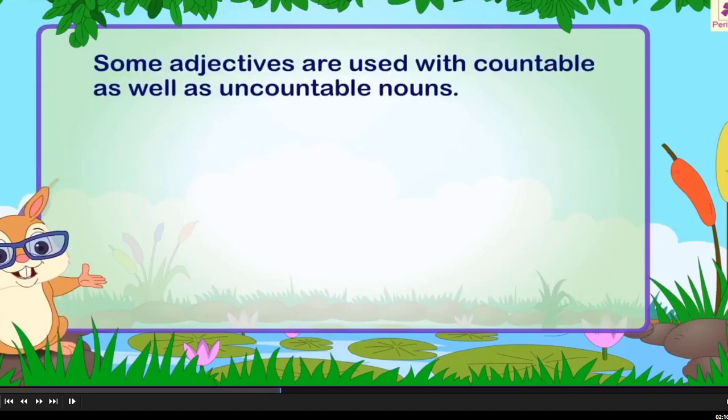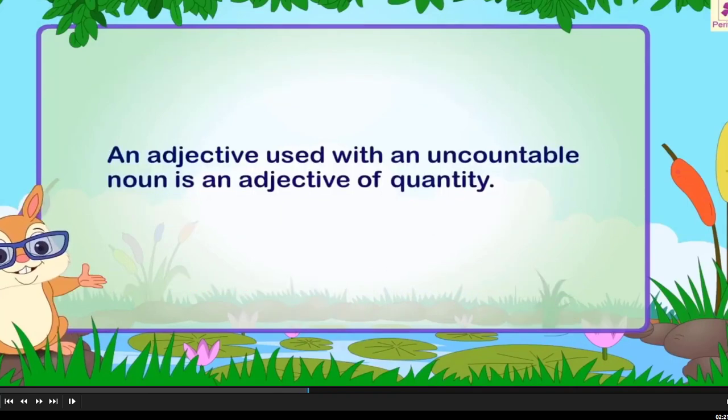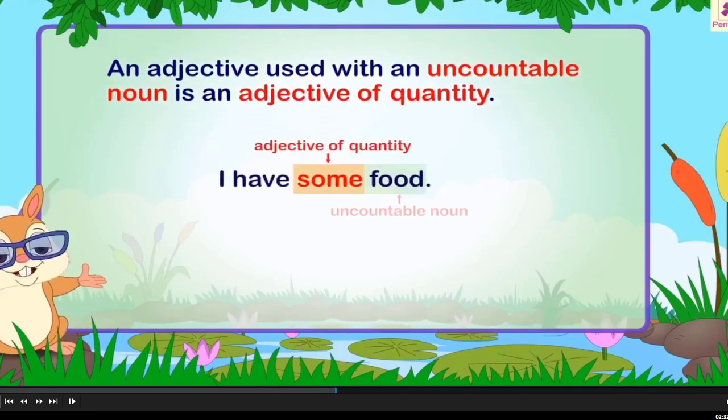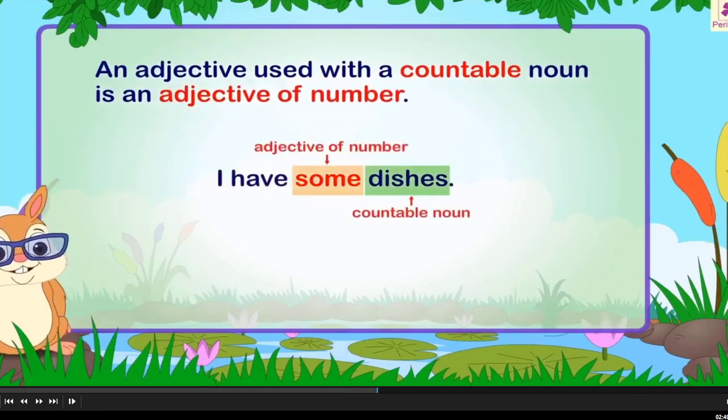Some adjectives are used with countable as well as uncountable nouns. Remember the following rules with such words. An adjective used with an uncountable noun is an adjective of quantity. For example, I have some food. An adjective used with a countable noun is an adjective of number. For example, I have some dishes.